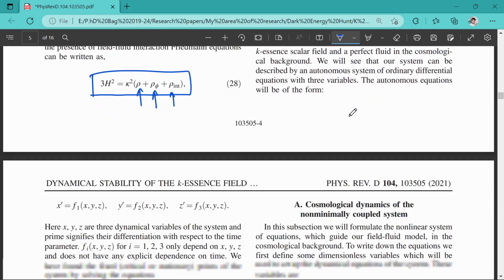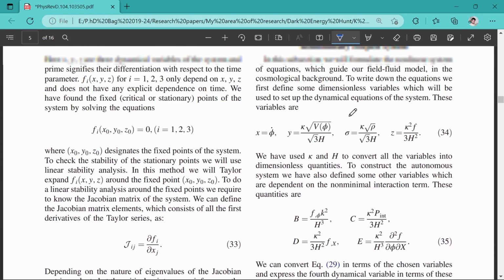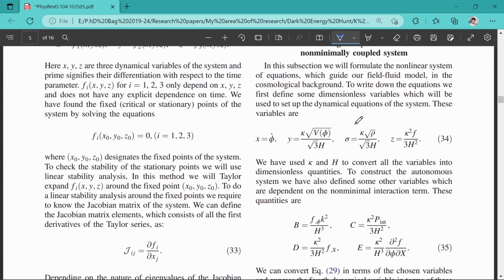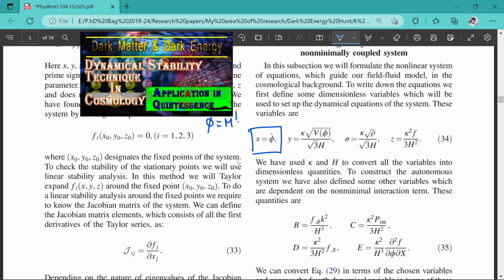So in the case of a dynamical system, we first define a few variables. These variables are defined like this: for phi dot here you define x, and now since phi is m inverse, first of all you have to find the dimension, and I have already talked about how to find the dimension in the dynamical system analysis.